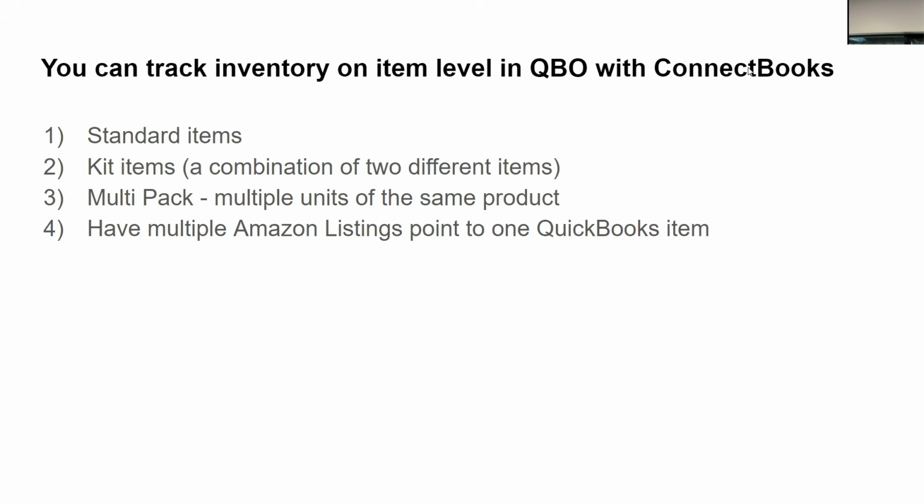A lot of times people have like 6 or 8 different listings, 6 to 8 different SKUs on Amazon. That's because they have different shipments or different stuff. And really in QuickBooks, it's all one item. You can point it all to one item in there.